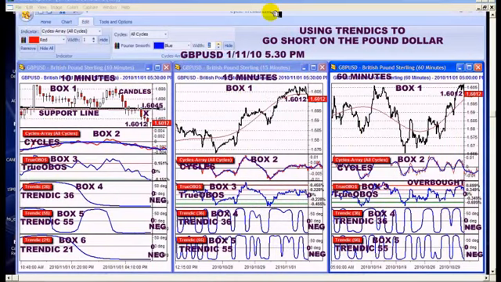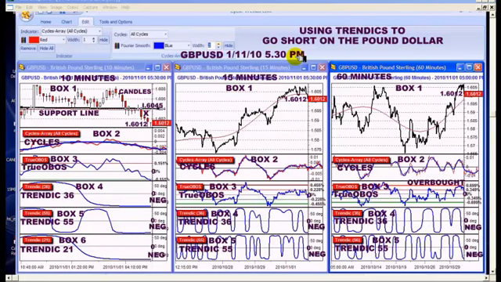I'm now going to demonstrate an example of selling a currency short, and the pound dollar is my example. I'm going to employ the same principle of using the trending indicators in 3 periods to trigger the sell signal to go short. As you can see, the pound dollar, as it traded on November the 1st, 2010 at 5:30 p.m., is my example.